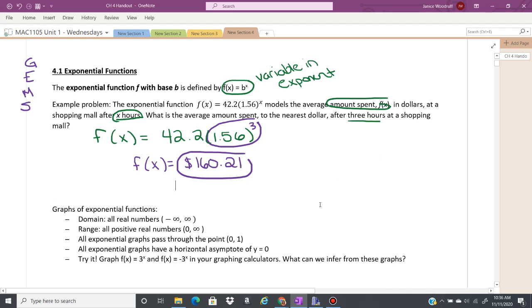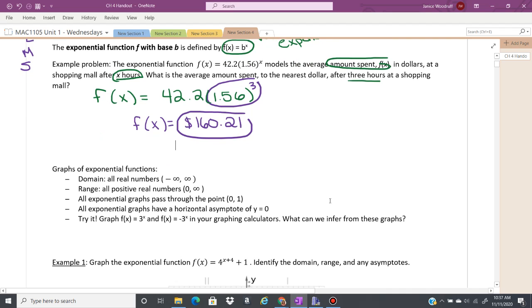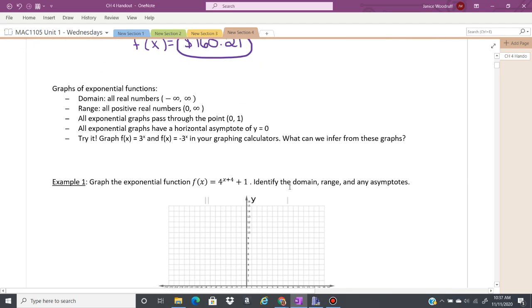All right, so let's talk about the graphs of an exponential function real quick. The domain for an exponential function is going to be all real numbers. The range is going to be positive real numbers. All exponential graphs are going to pass through the point 0, 1. You're going to have a horizontal asymptote of y equals 0.